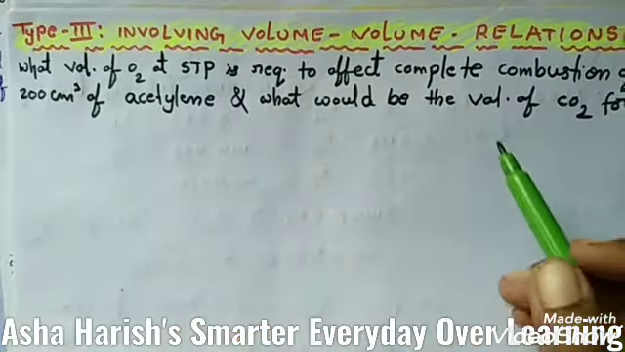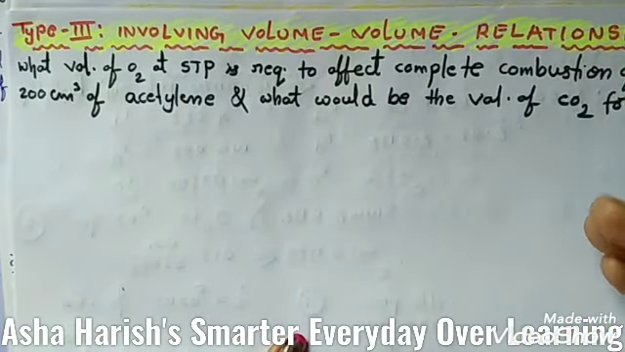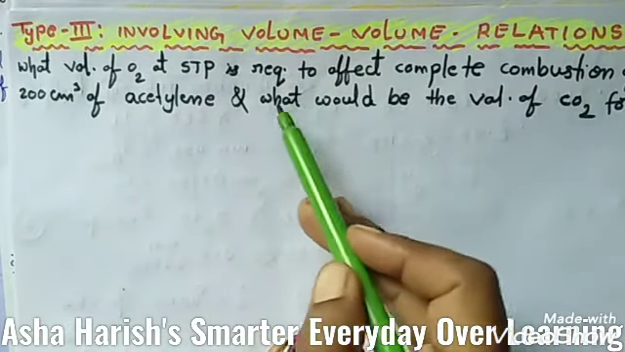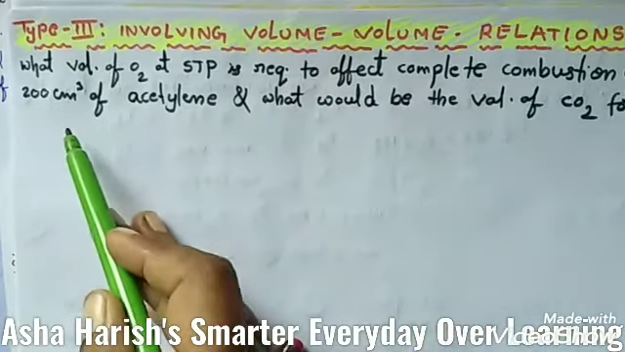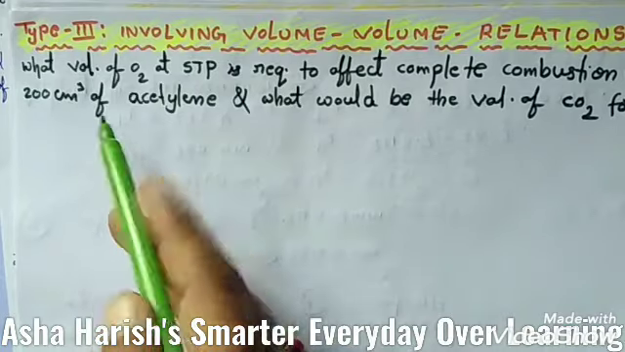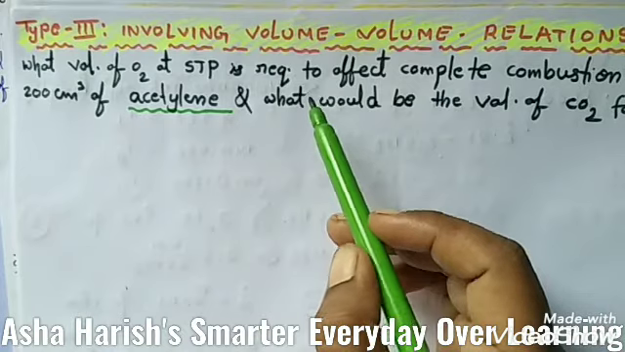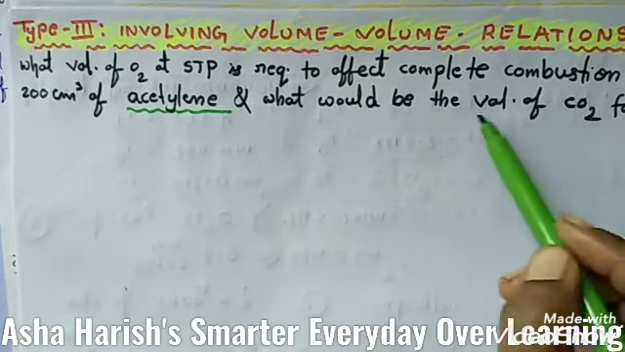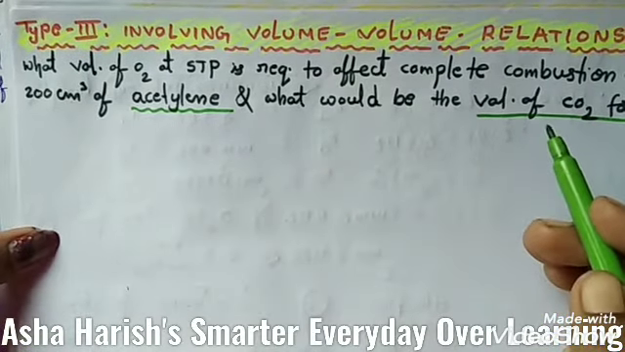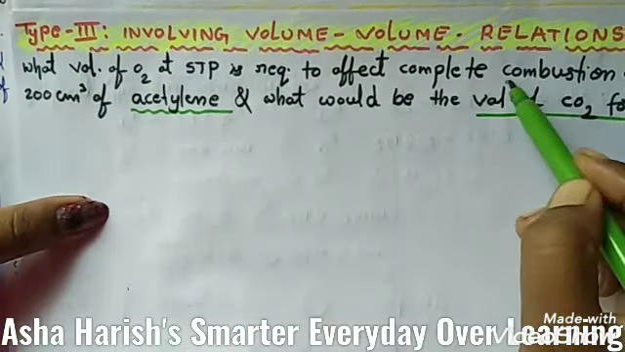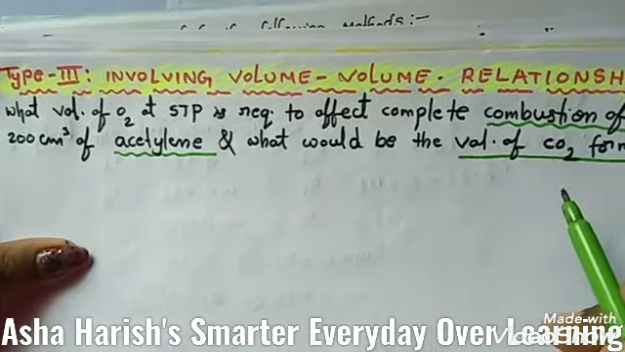Here in case 3, that is type 3, involving volume-volume relationship. Here is the question we have. What volume of oxygen at STP is required to effect complete combustion of 200 centimeter cube of acetylene, and what would be the volume of carbon dioxide formed. Here is the acetylene formula you have to know. The chemical equation representing the combustion of acetylene. Combustion, students, you know that combustion reaction means there is a presence of oxygen.